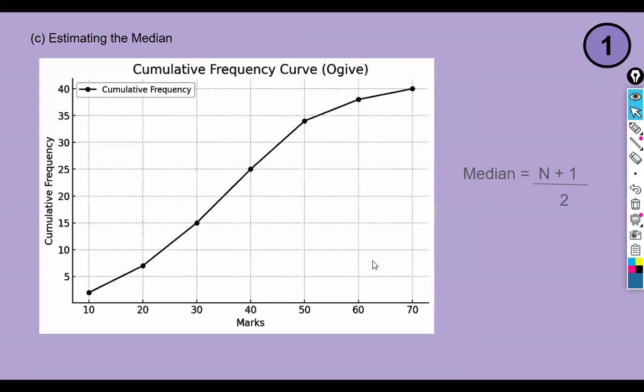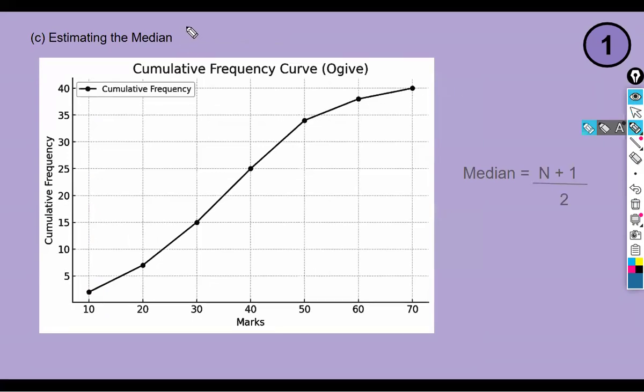Estimating the median. Another word for median is middle, and another word for median is second quartile. So the examiner could use any of those phrases. He could say find the middle value, the median value, or the second quartile. Also, the symbol for second quartile is Q2. So how do you find the median?